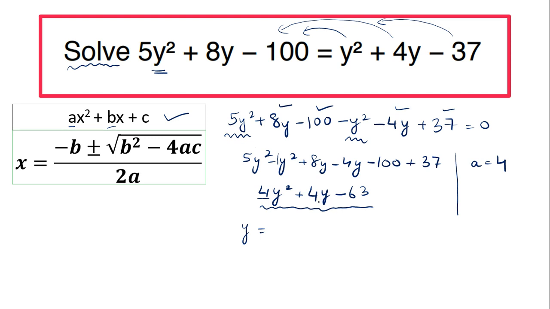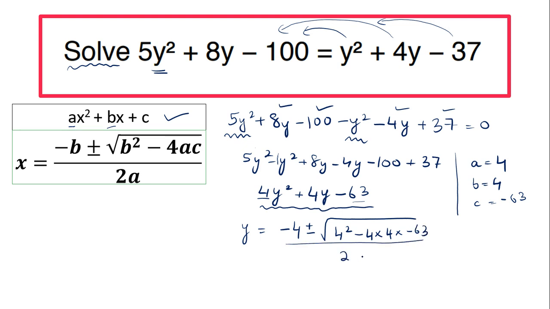Again, it's a 4y, so it means that my b is 4 again. And then what's my c? It's a negative 63. C is the one that's standing alone always. It's a number, so it's negative 63. Now when I have to work it out on the formula, then minus b, so I'm going to write minus 4 plus or minus square root of, and then b squared means 4 squared, minus 4 times a, so 4 times a is again 4, times c, and c is negative 63, over 2a, and then 2 times the a, and my a is 4 again.